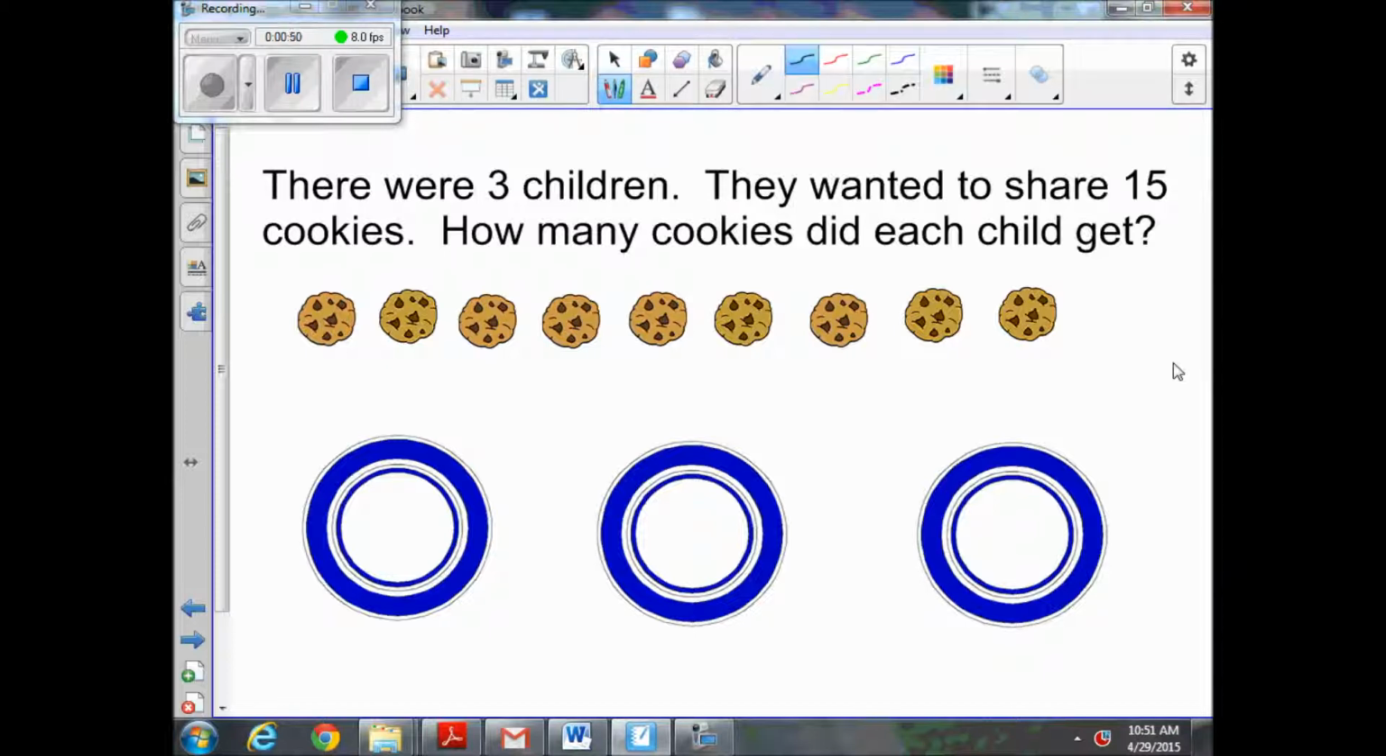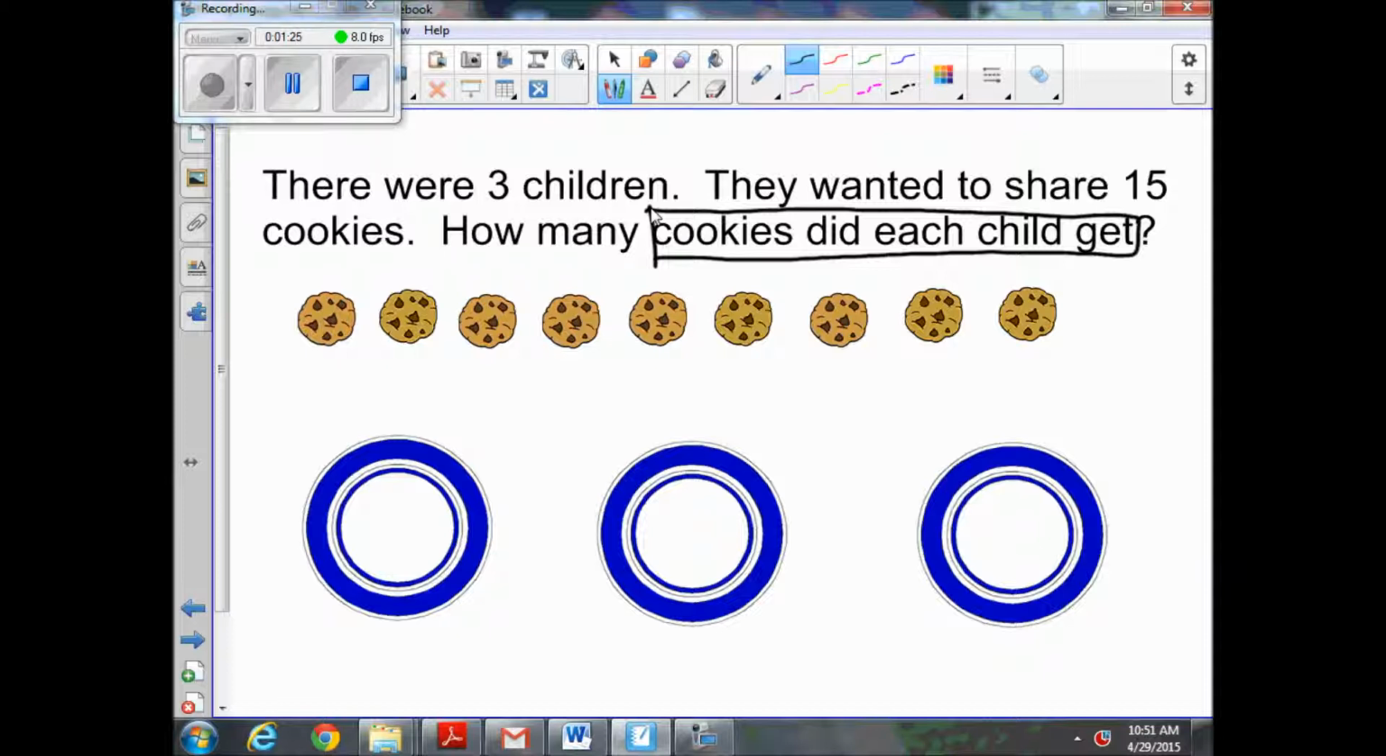Ready? There were 3 children. They wanted to share 15 cookies. How many cookies did each child get? The first thing I'm going to look for, every time I hear a story, is my main idea. And I know that my main idea is that I'm looking for what? Cookies each child gets. Exactly. I'm looking for the cookies that each child will get.